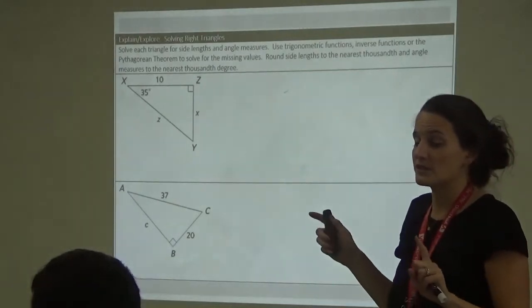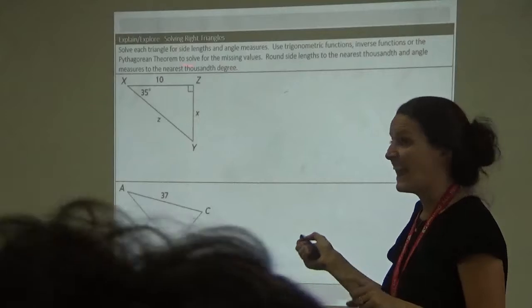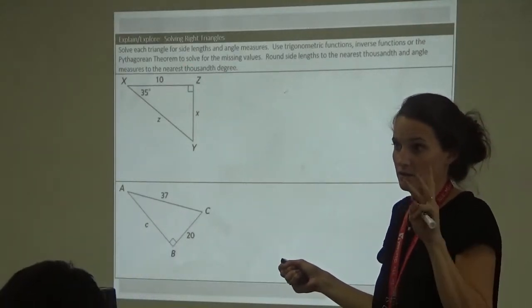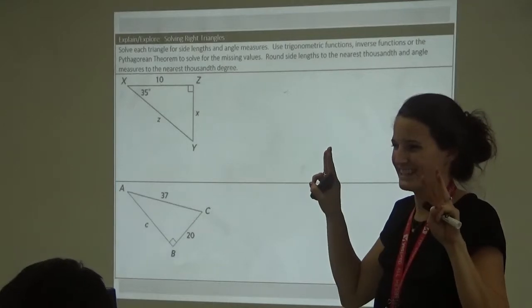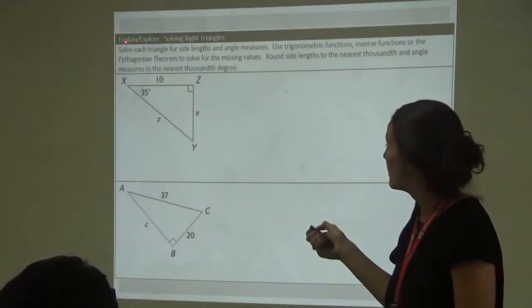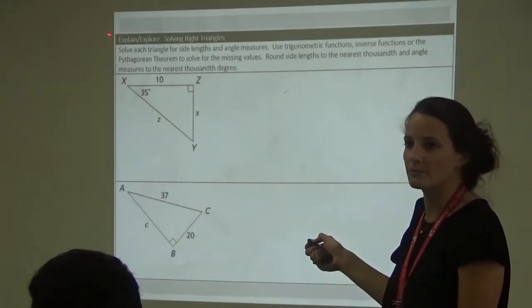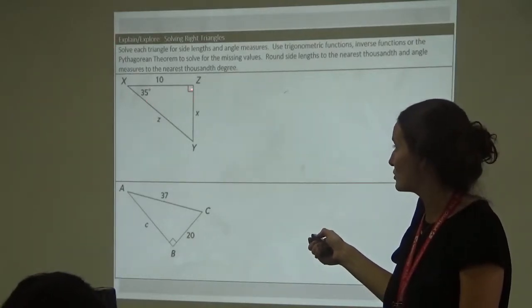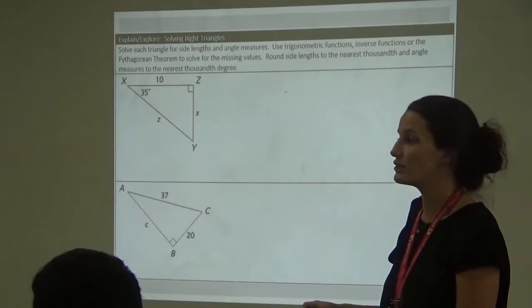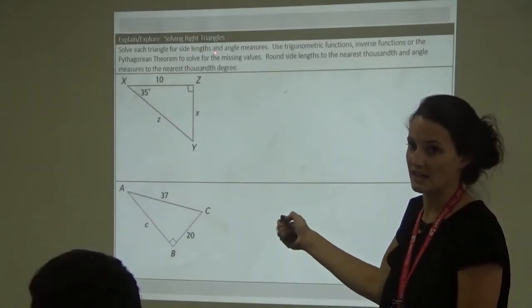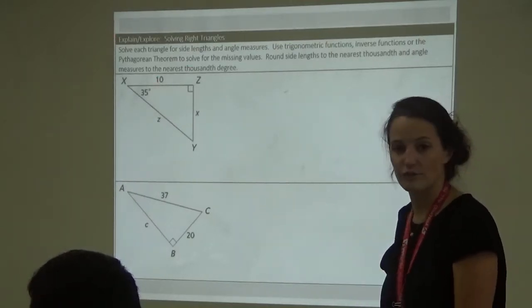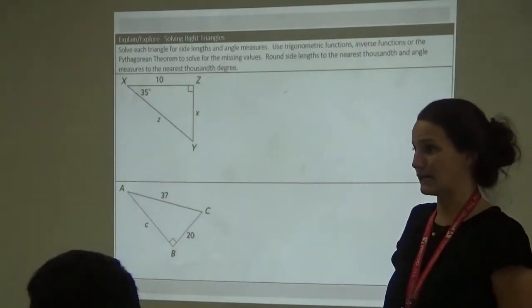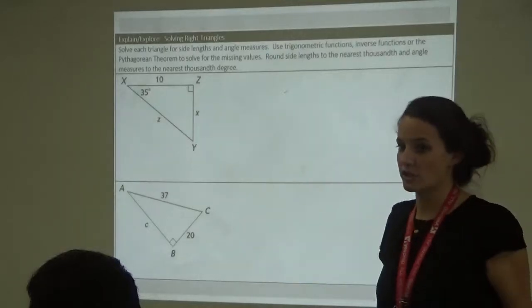For these problems, you need to find anything from the triangle that's missing. Triangles have how many sides? 3. How many angles? 3. 3 sides, 3 angles. For this first one, notice I only am given one side, and then I'm given 2 angles, 35 degrees and 90 degrees. You need to solve for the other 2 sides, x and z, and you need to solve for a little angle y down here. But the cool thing is that you could start with any of these, and you could approach it a lot of different ways.